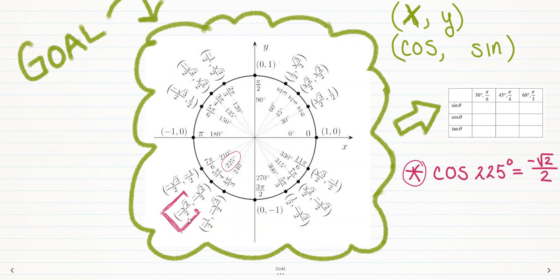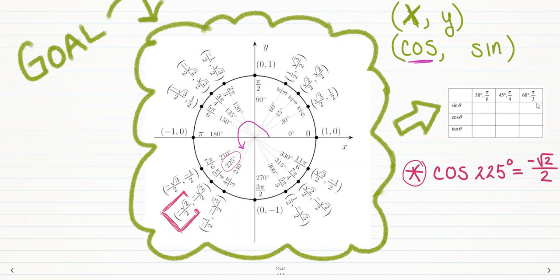If I looked at this point for 225 degrees, which is equivalent to 5 pi over 4 radians, that means that from here to here was 225 degrees, equivalent to 5 pi over 4 radians. And the way I read this is that the cosine is the x coordinate. So the cosine of 225 degrees is negative square root of 2 over 2. That's how we read it.